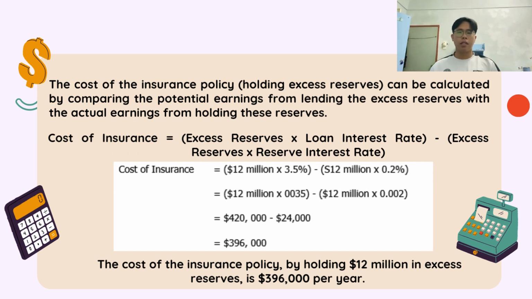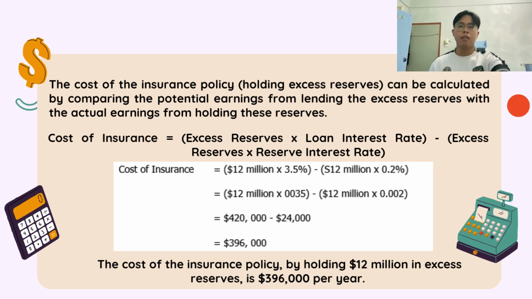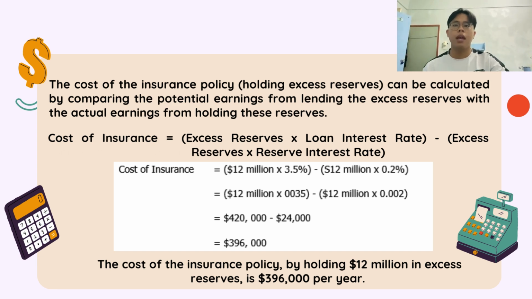By holding excess reserves, the bank earns less interest compared to what it could earn by lending out the funds. Hence, the term cost of insurance. In a nutshell, the cost of the insurance policy by holding $12 million in excess reserves is $396,000 per year. This represents the opportunity cost of not lending out the excess reserves at a higher interest rate.